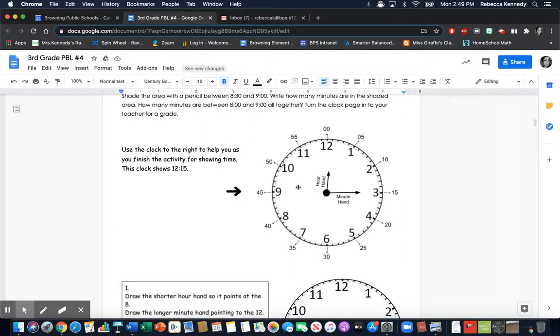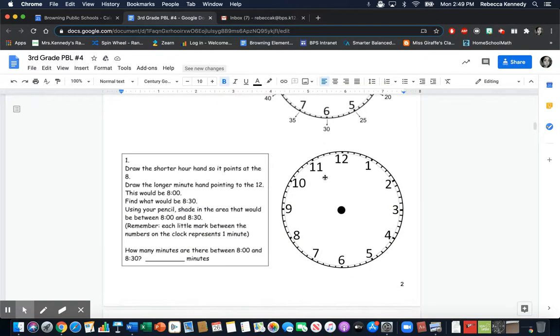So you can use this clock to the right to help you as you finish the activity for showing time. This clock shows 12:15. This is the shorter hour hand, and this is the longer minute hand. Each tick mark on the clock represents 1 minute. So for the first clock, you will draw the shorter hour hand so it points at the 8.